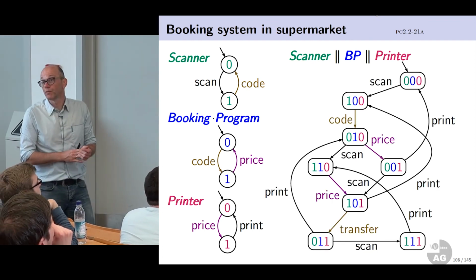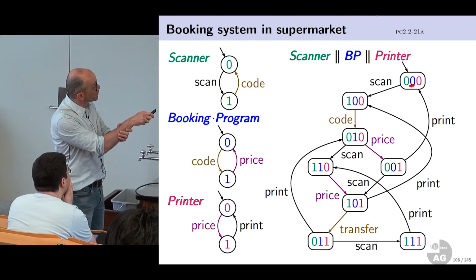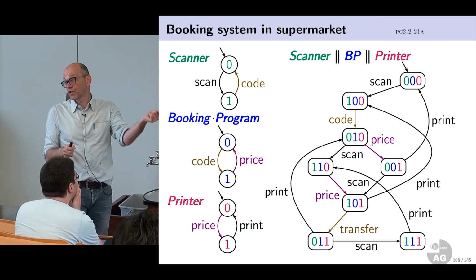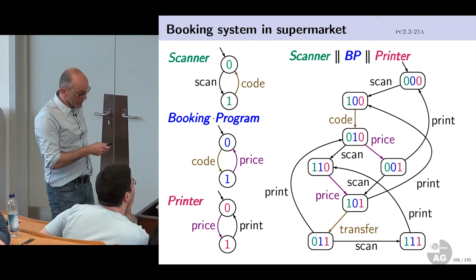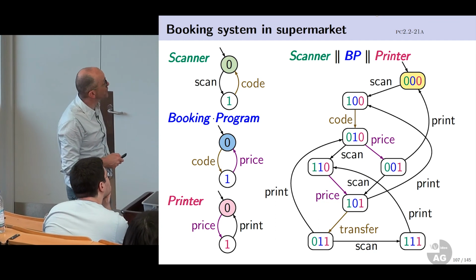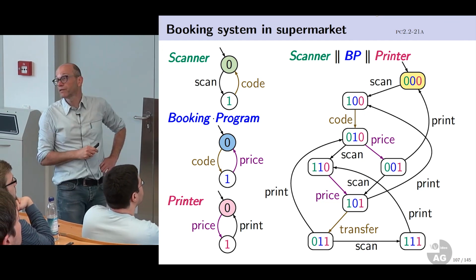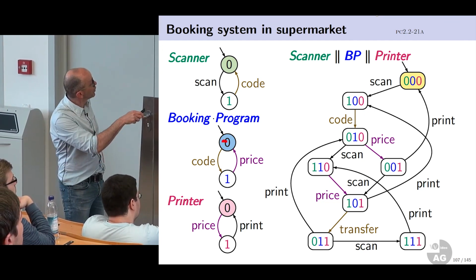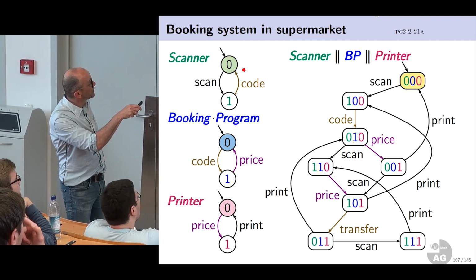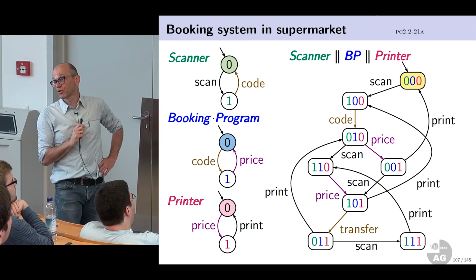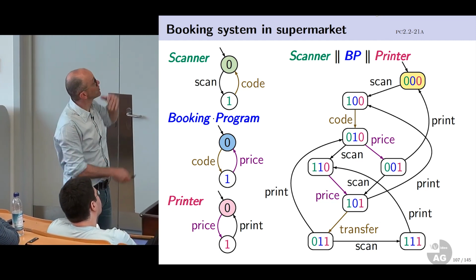This is the transition system you get if you apply the definition. The states are, of course, triples, indicating every state of every individual transition system. So we start in 0, 0, 0. Now you can see what happens. Can this one do a coding? No, it cannot, because this coding needs to be done simultaneously with this coding, but the scanner is not in state 1, so coding is not possible. Similarly, pricing is not possible, printing is not possible, so the only thing which is possible is scanning.